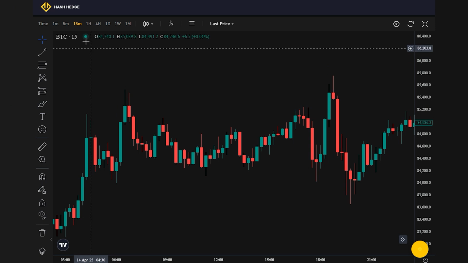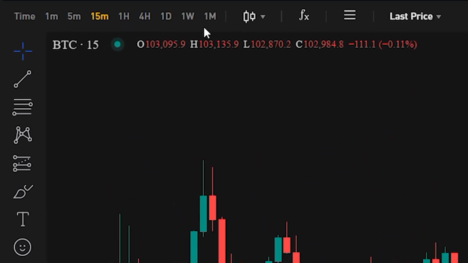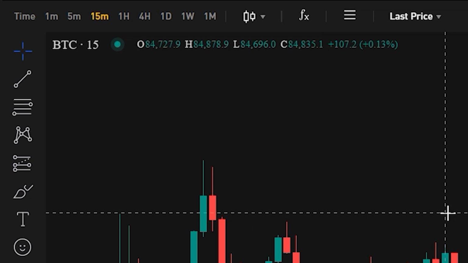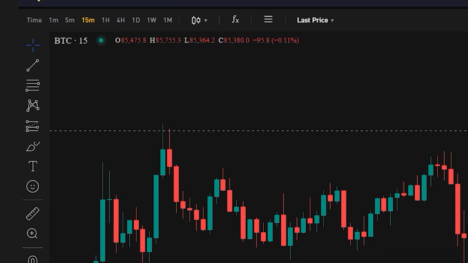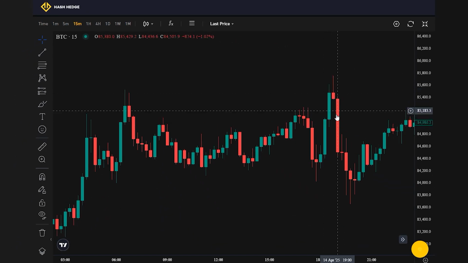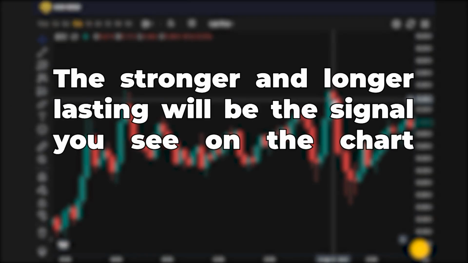And vice versa, the larger time frame you set, for example, 1 hour or 4 hours, or 1 day, the more accurate your signals will be. Each candle will show data for 1 hour or 1 day. And so, the stronger and longer lasting will be the signal you see on the chart.